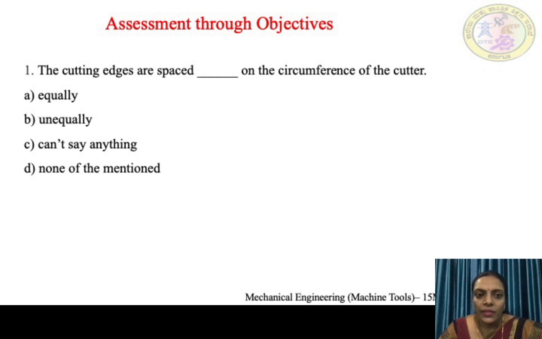The first question: the cutting edges are spaced dash on the circumference of the cutter. The options are equally, unequally, can't say anything, none of the mentioned. The answer is equally. Cutting edges are spaced equally on the circumference of the cutter so that it provides an identical surface. If they are not spaced equally, then we can't get a smooth surface.